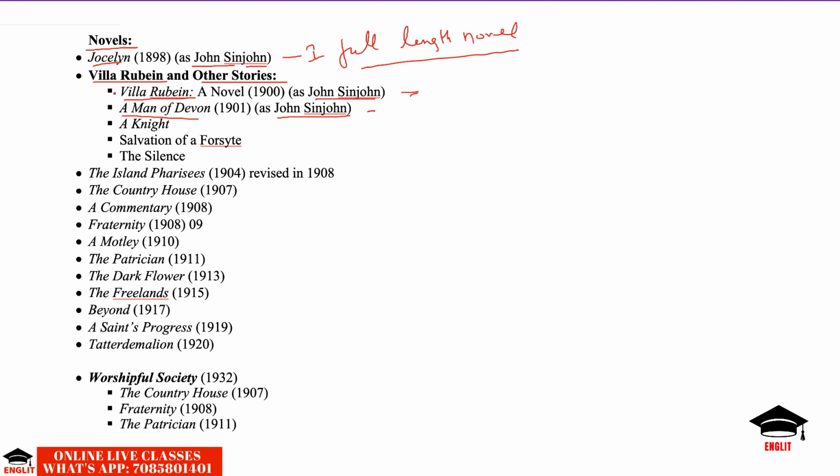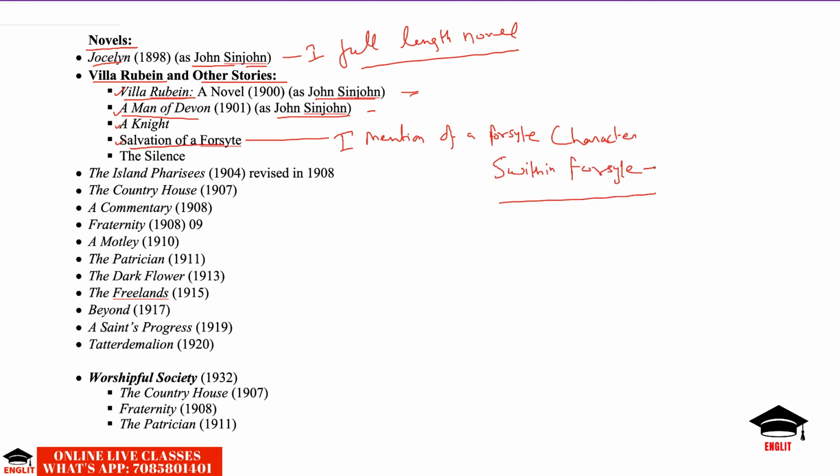So इस collection में Villa Rubin थी, A Man of Devon, A Knight, Salvation of a Forsyte. Salvation of a Forsyte was special because for the very first time Galsworthy made the mention of a Forsyte character. First mention of a Forsyte character. नाम क्या था उसका? Swithin Forsyte, who reappeared in The Man of Property. So अगर कहीं पर भी Forsyte family के किसी member का कोई जिक्र था Forsyte Saga से पहले, so it was in Salvation of a Forsyte. और ये story Villa Rubin and Other Stories collection में publish हुई थी. और the last story of this collection was The Silence.